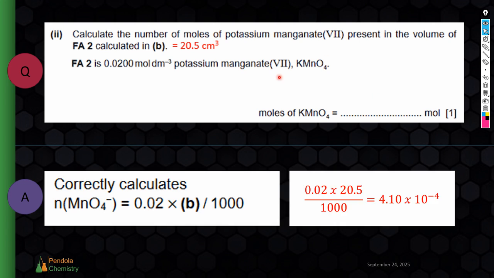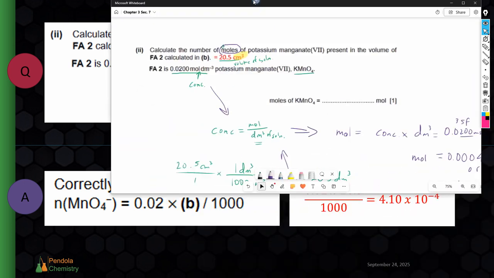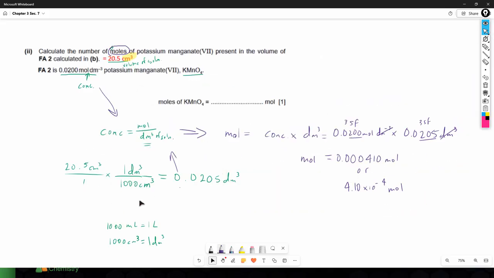So here you can see the mark scheme. It just says that the number of moles is simply 0.02 times B over 1,000. You'll always see this written in this format. B is the amount of volume that we calculated, right? 20.5 cubic centimeters, so that was given. And then divided by 1,000. Why divided by 1,000? That's just simply that conversion here from cubic centimeters to cubic decimeters.